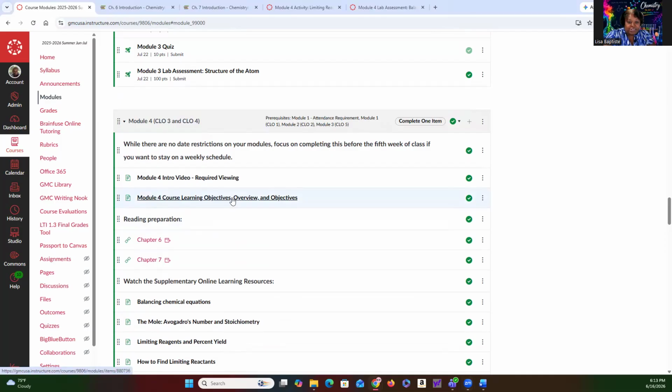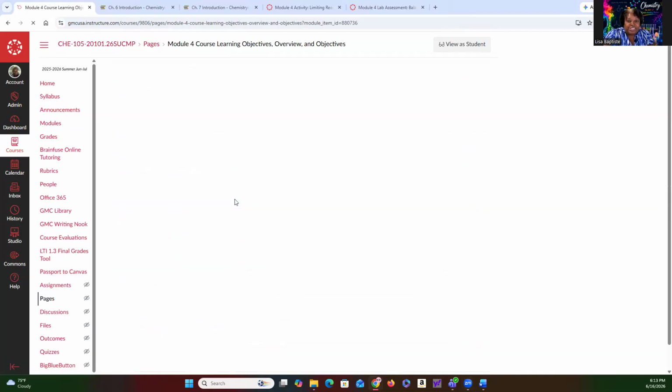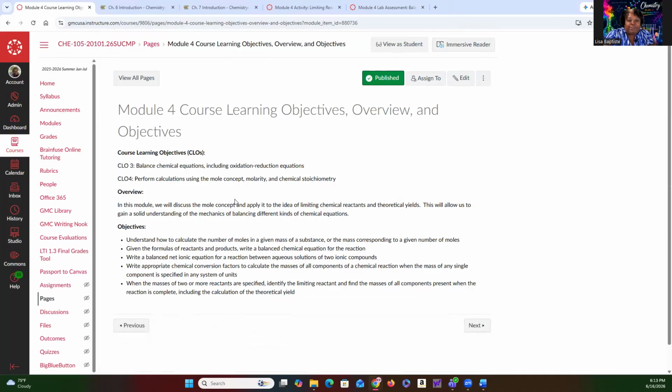So first, let's start with the learning objectives. There are two course learning objectives for this module. CLO 3, which is balancing chemical equations, including oxidation reduction equations. And then CLO 4 is perform calculations using the mole concept, molarity, and chemical stoichiometry.